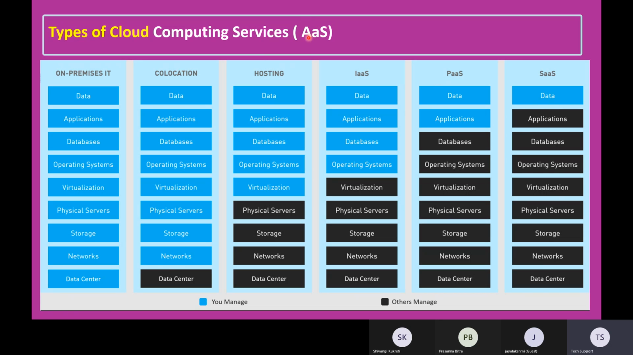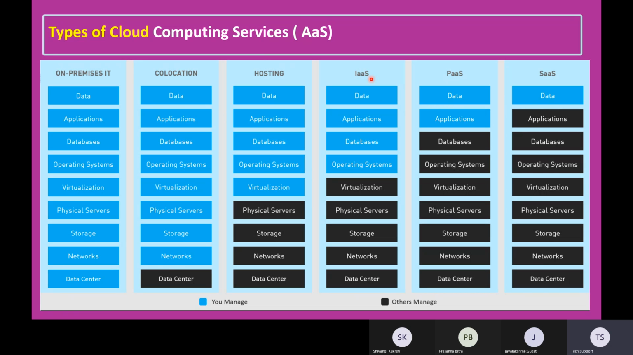Everything is considered as an aaS, which means anything as a service. Within anything as a service, the most popular cloud computing services are IaaS, whose full form is infrastructure as a service, and another one is PaaS, which means platform as a service, and SaaS means software as a service.